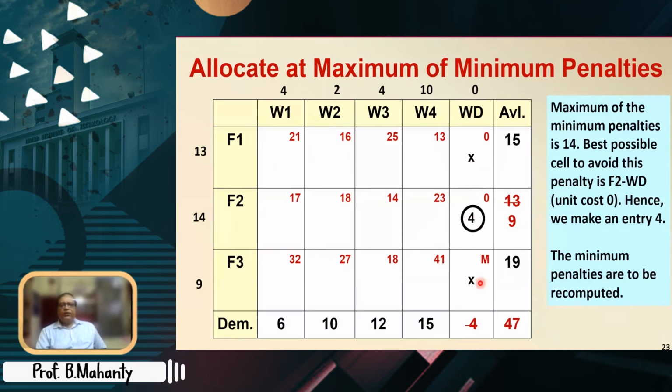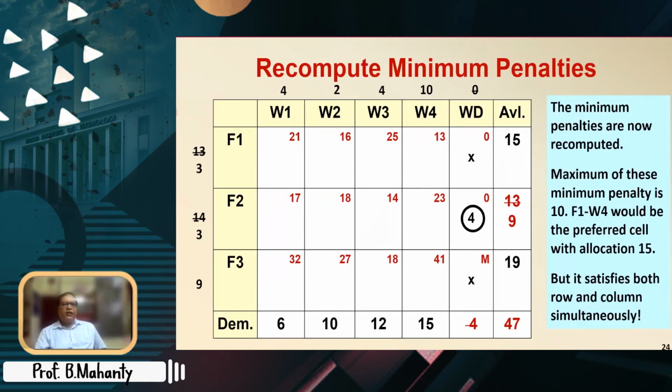So we make an entry of 4, and after making that entry of 4, we recalculate the penalties, and the penalties are now 13 to 16, 14 to 17, 18 to 27, and 17 to 21, 16 to 18, 14 to 18, and 13 to 23.